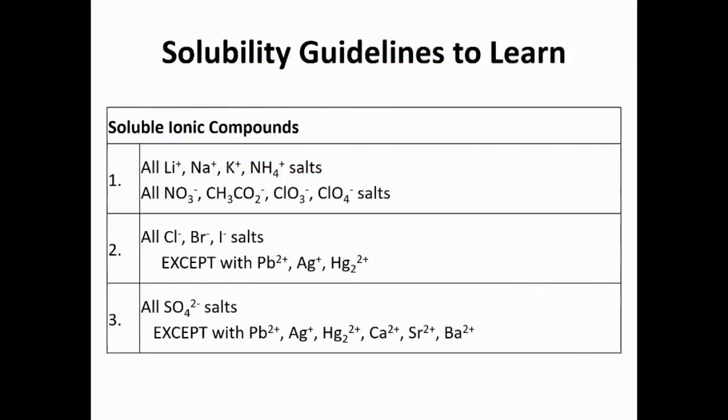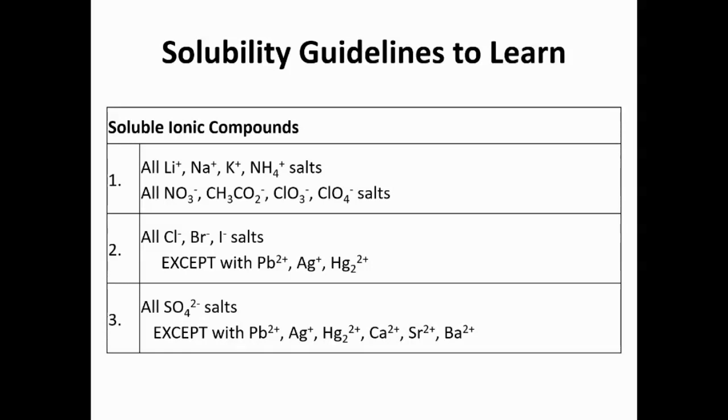To figure out whether or not your product is going to precipitate, you need to understand the solubility rules. We'll start with the soluble ionic compounds. It turns out all lithium, sodium, potassium, that's your group 1 cations, in addition to ammonium, are all soluble. What about the anions? Well, nitrates are always soluble. Acetates, which are sometimes written C2H3O2-, or as you see here, CH3CO2-, are always soluble. Chlorate, ClO3-, and perchlorate are also always soluble.